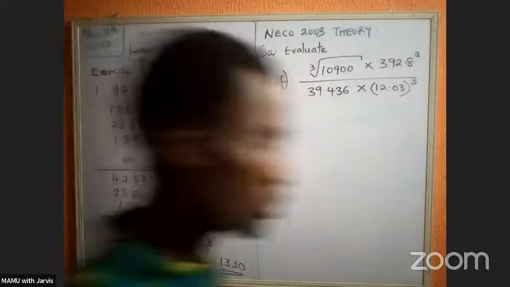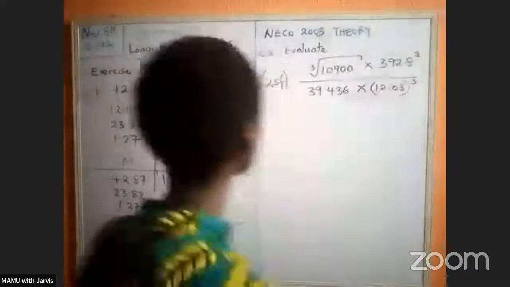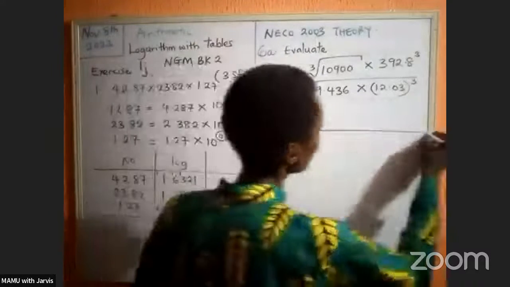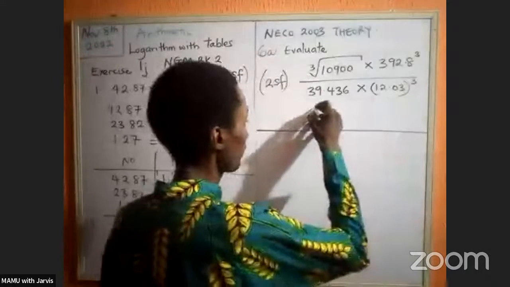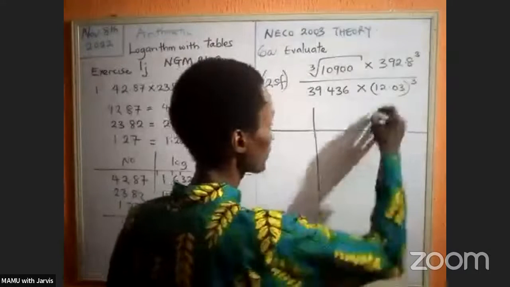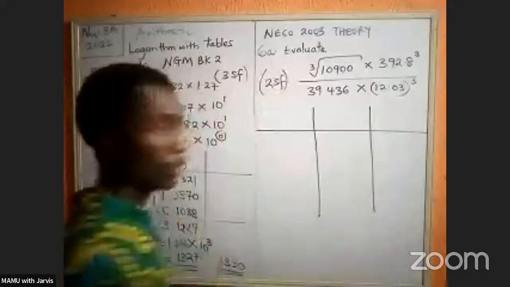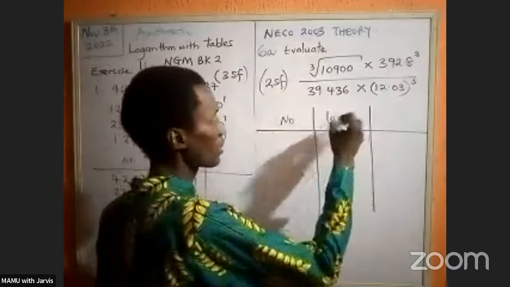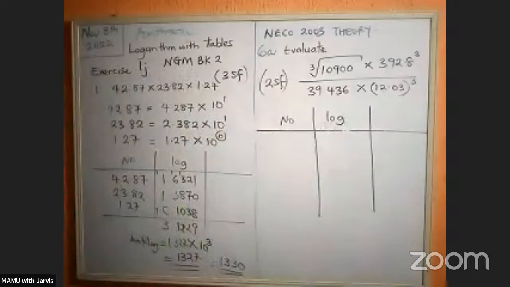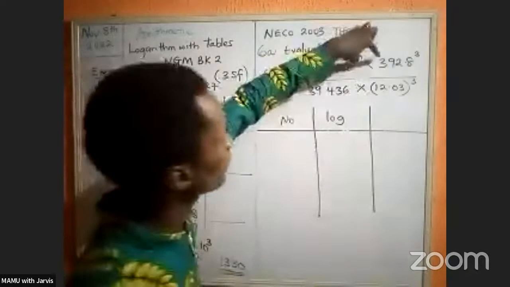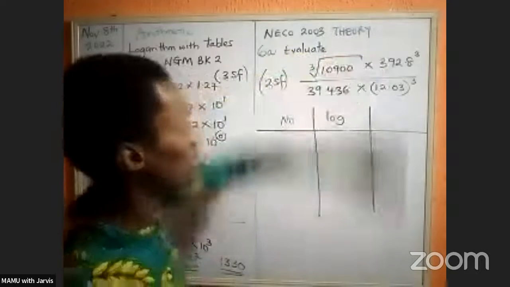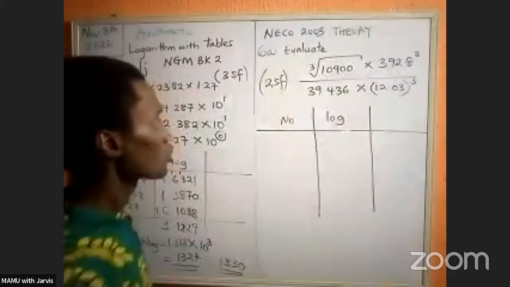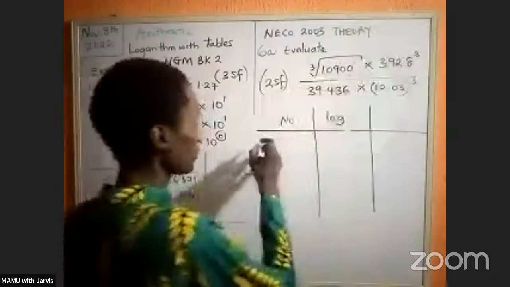Okay, we are told to approximate to what? 2 significant figures. Now, let's see how this one goes. It looks big, but all of those questions, I would say, are what? Big for nothing. So you start by writing your number and your log. Now, look at this question clearly. You have your numerator, you have your denominator. So I would start with the numerator.